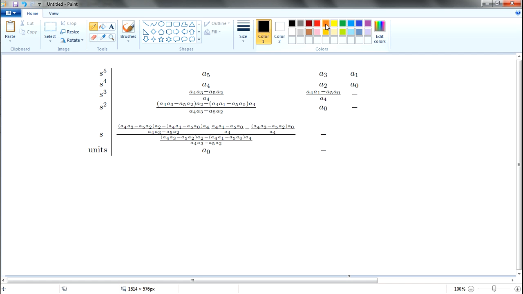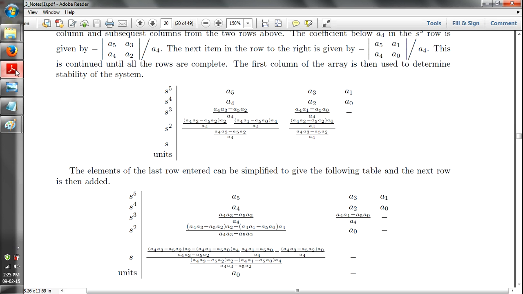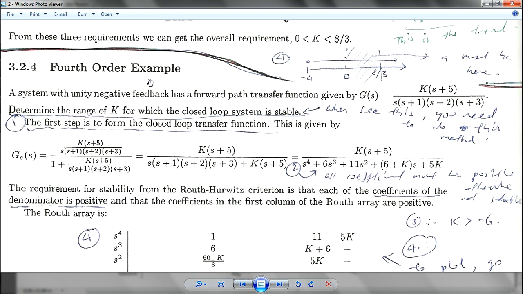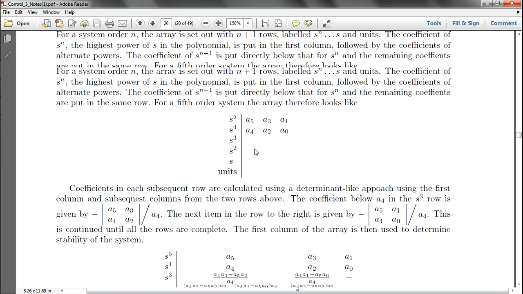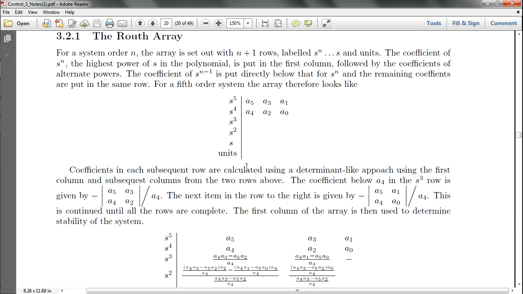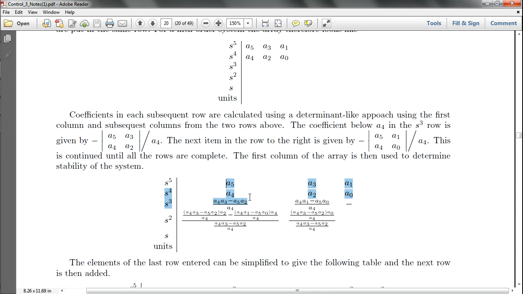So in this case, when you have a fourth order, let's say fourth order and above, what are the rules that are actually required to know? If you have a higher order system other than first, second and third order, you follow the rule that all coefficients are positive, and then the elements of the first column in the Routh array are all positive.